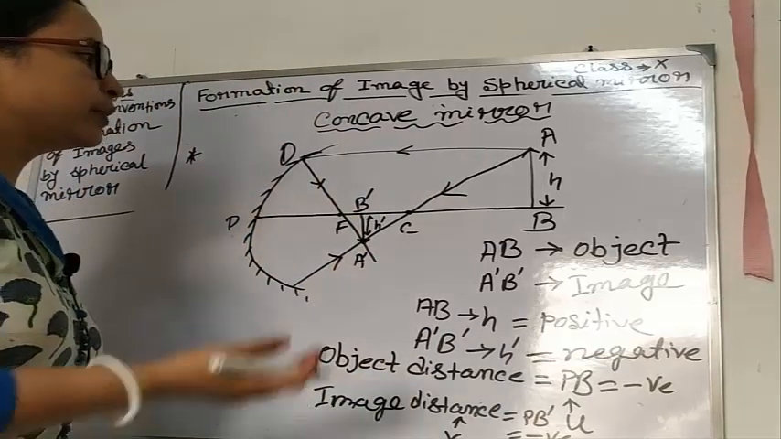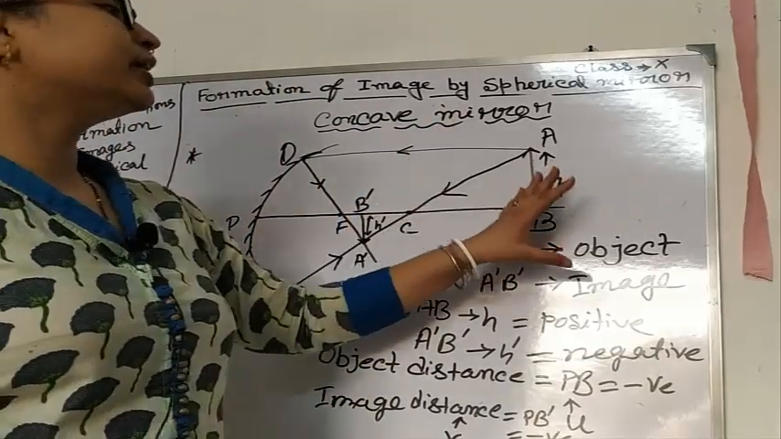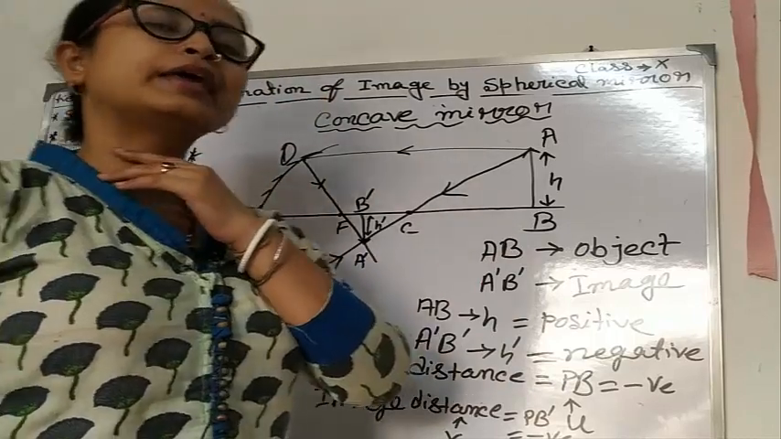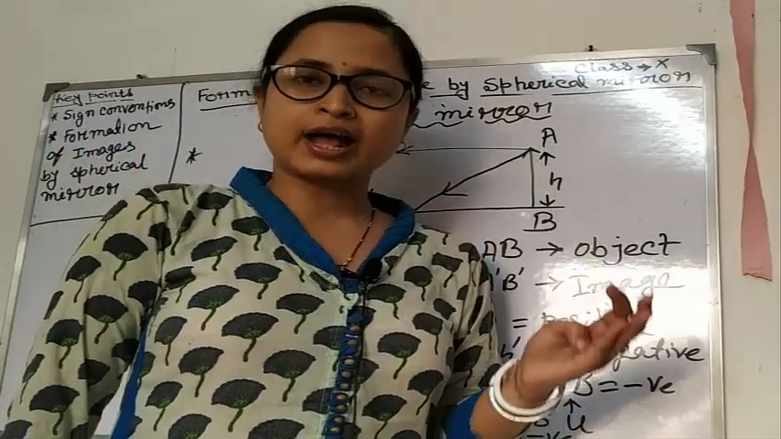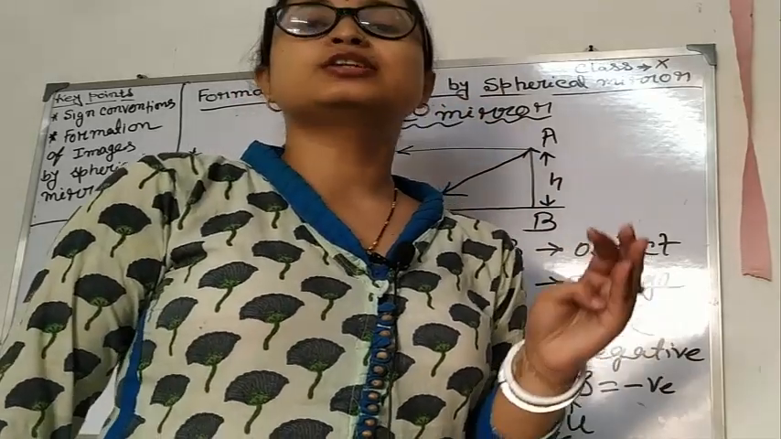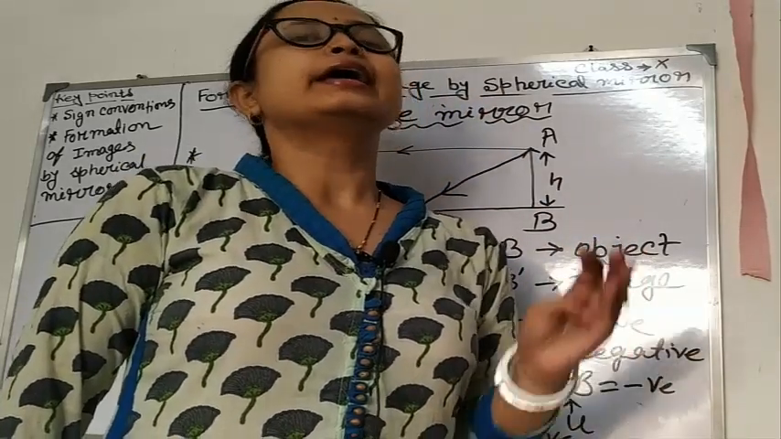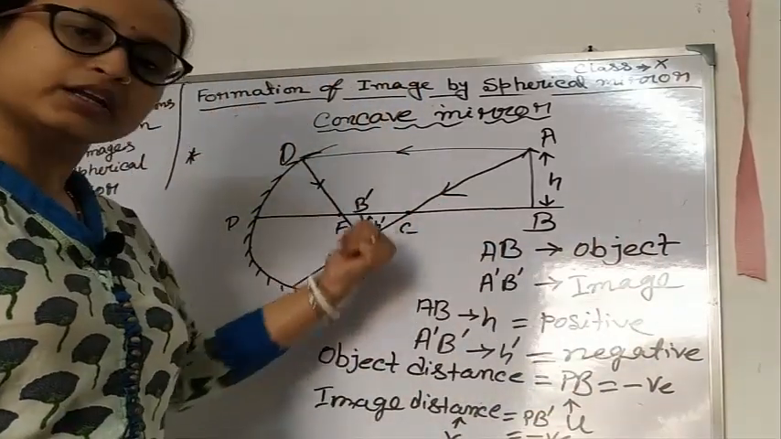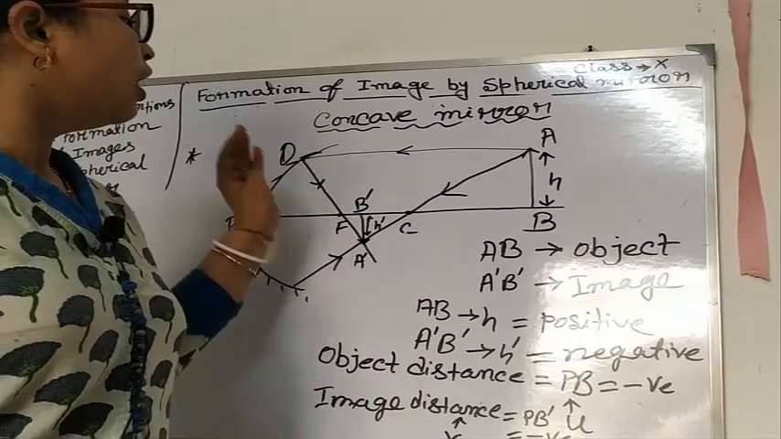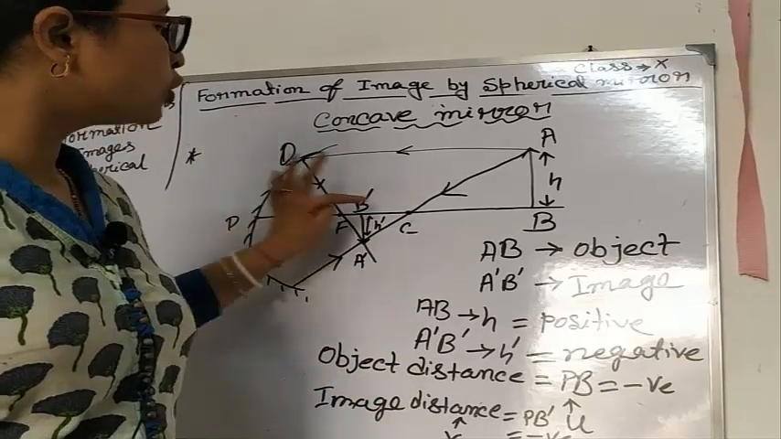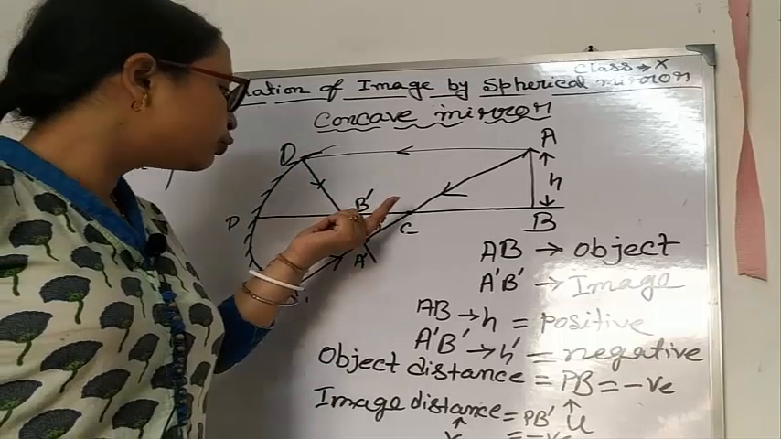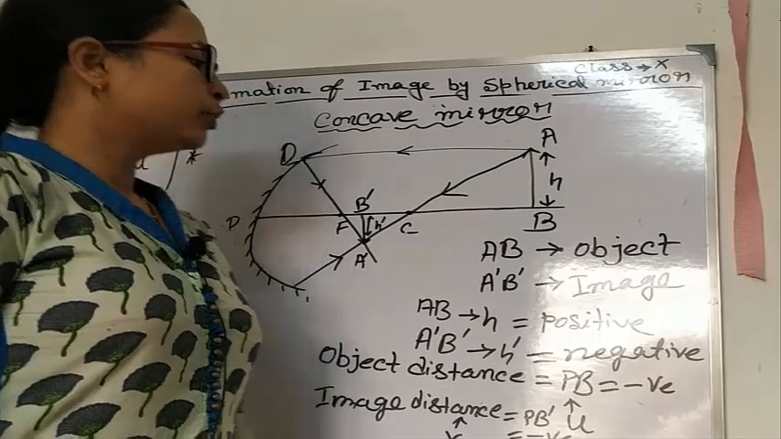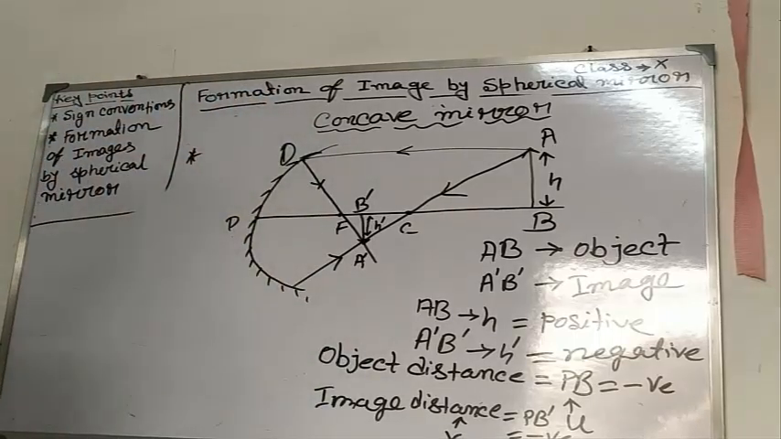So let me again explain. Whenever the object is beyond the center of curvature, the image formed by a concave mirror is diminished. Why did I tell you diminished? Because the size of the object is greater than the size of the image. Inverted, it is upside down, right? Inverted, and the position of the image will be in between the focal point and center of curvature. Clear? Now you can take a screenshot of this note.